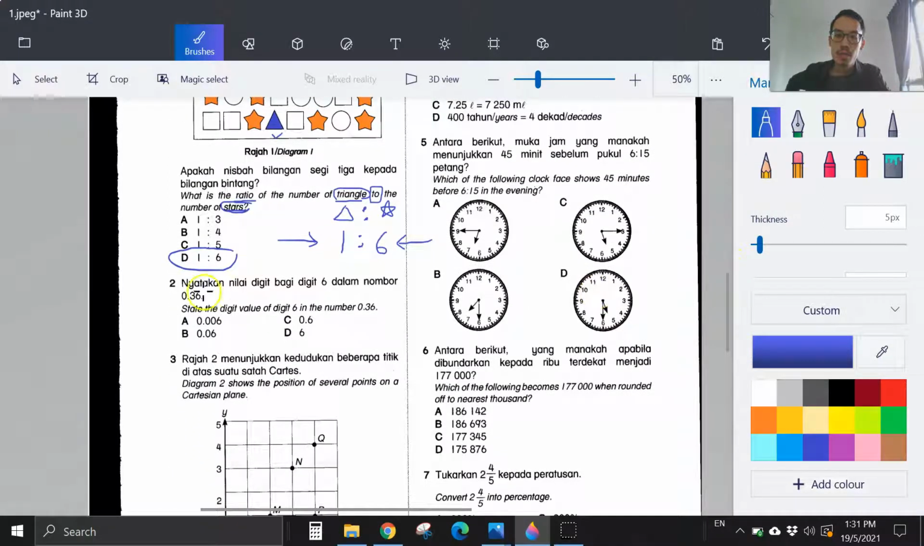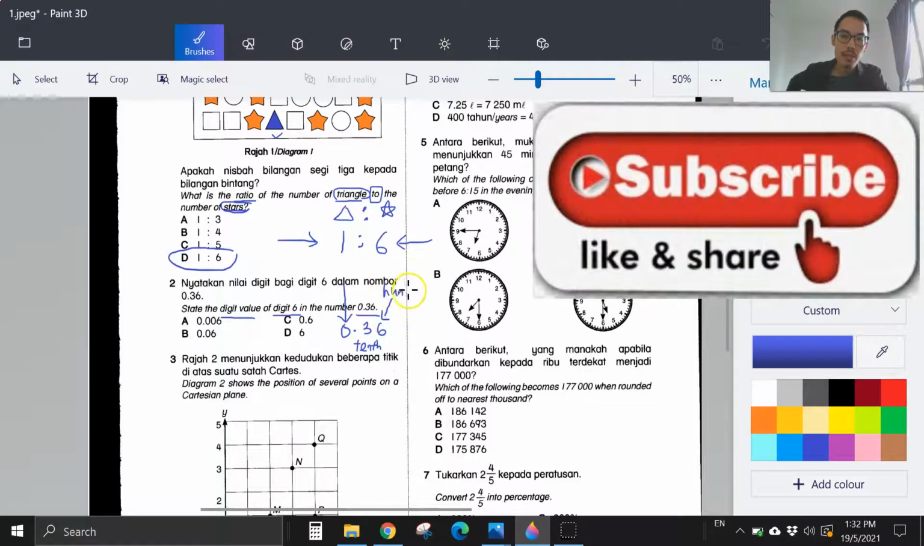Number 2, state the digit value of the digit 6 in the number 0.36. Now this is a decimal. The first 0 is the whole number, nombor bulat. The first number after the decimal is the tenth. And the second number will be the hundredth, so this is per 100.